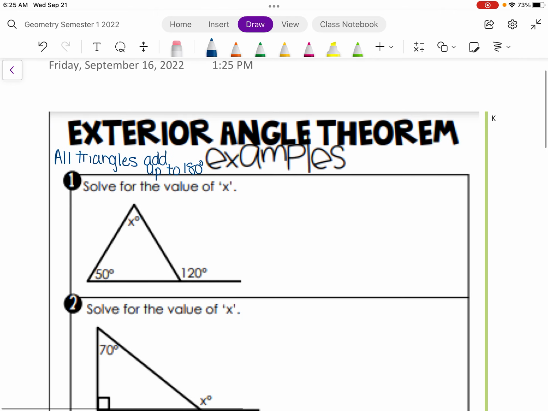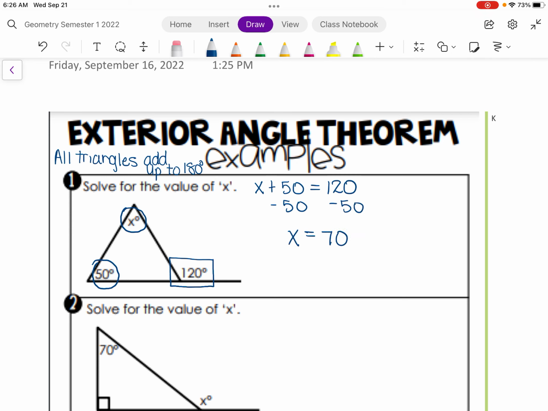Now, what the exterior angle theorem says is that the angle on the outside of the triangle is equal to the other two interior angles, so the angles on the inside. So what does that look like? The two smaller angles added together must equal the exterior angle. Okay? So if I solve for x here, I subtract 50, and x equals 70. Okay.